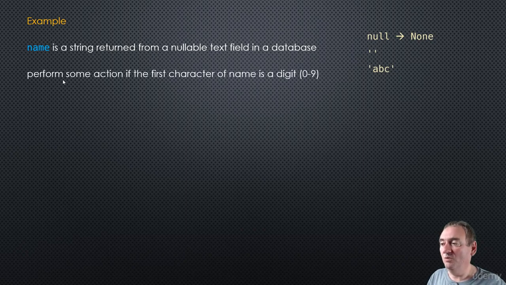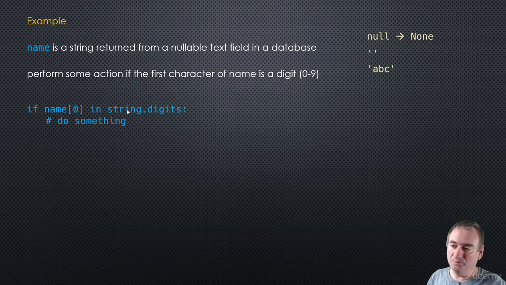And let's say that we want to perform some action if the first character in the string is a digit, right? 0 through 9. So you might be tempted to write something like this. We might write if name[0] in string.digits, and that just takes the first character of name. And string is a module you can import, and digits is just a string that contains 0, 1, 2, 3, 4, 5, 6, 7, 8, 9. We'll see that in the code when we switch to that. But this just basically checks to see, is the first character of name one of those digits? Is it a digit? If it is, do something or other.